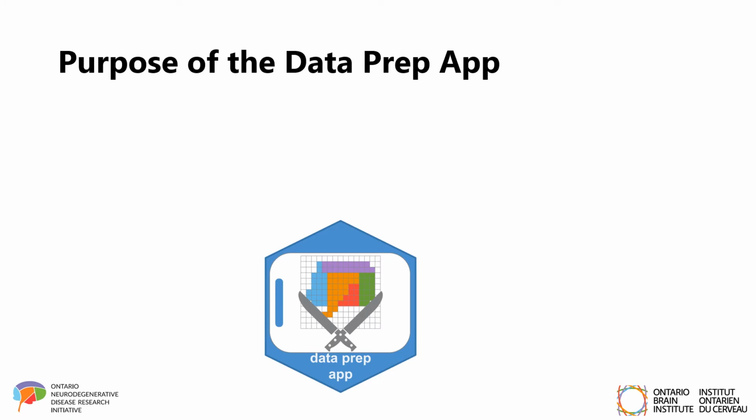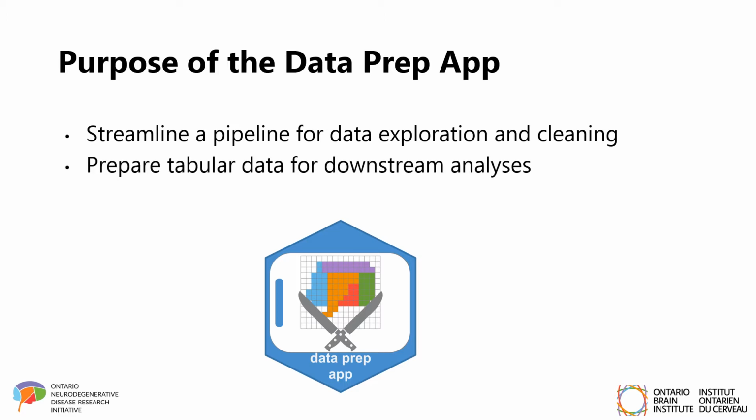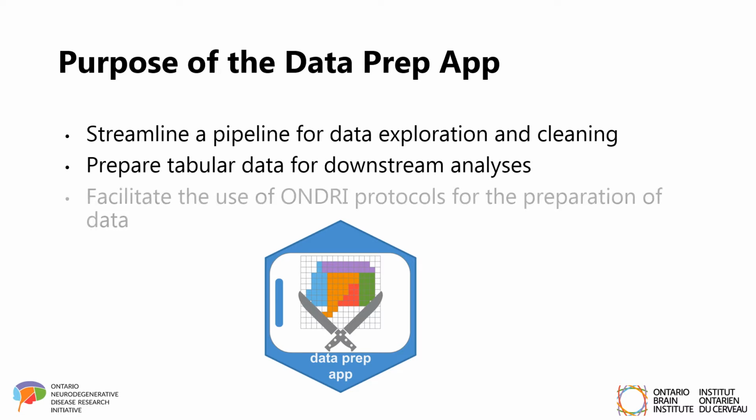The purpose of the Data Preparation app is to streamline a pipeline for data exploration and cleaning, and prepare tabular data for downstream analyses such as principal component analysis, PCA, correspondence analysis, CA, and outlier analysis. This app uses these analyses to organize data, deal with missingness, and transform data based on data types. The app follows Andri protocol for preparing data, which consists of the steps mentioned in the following slides.